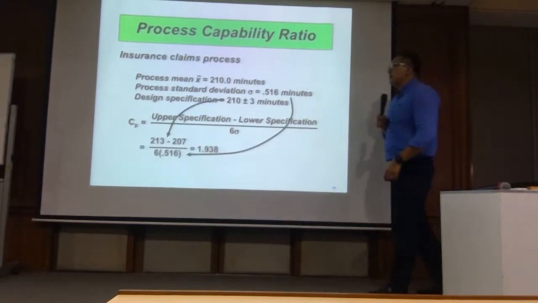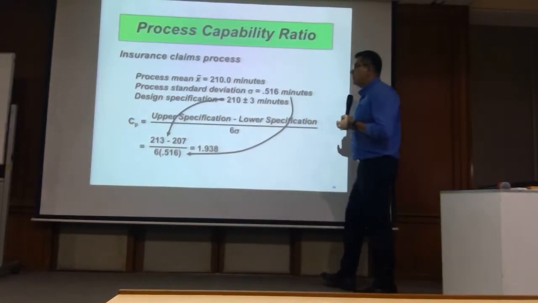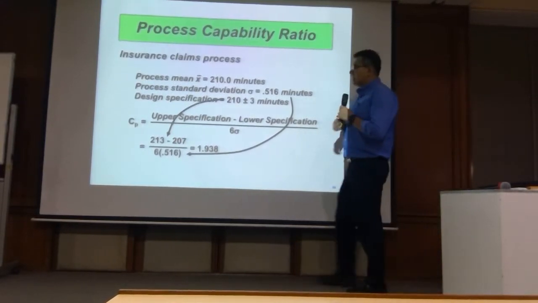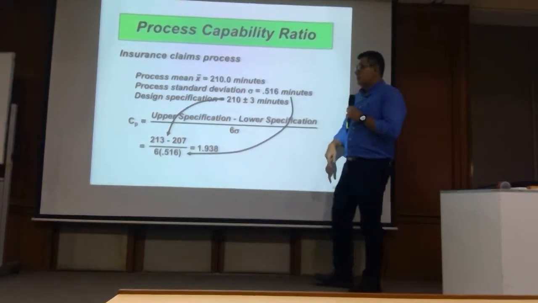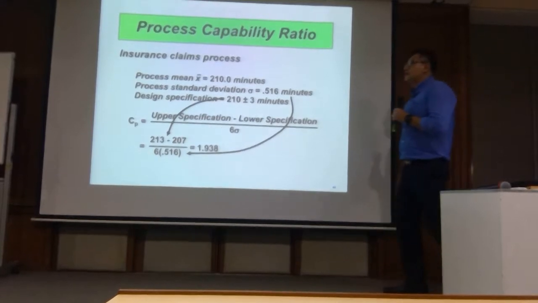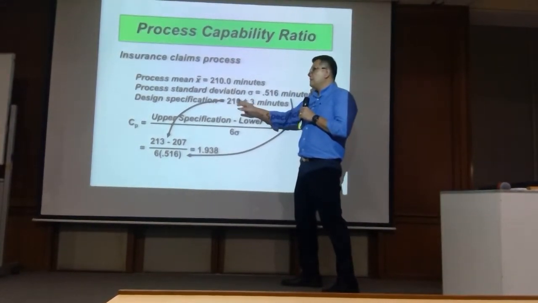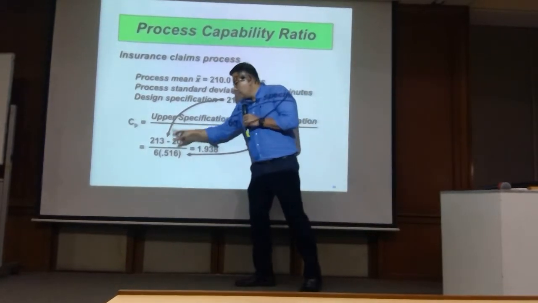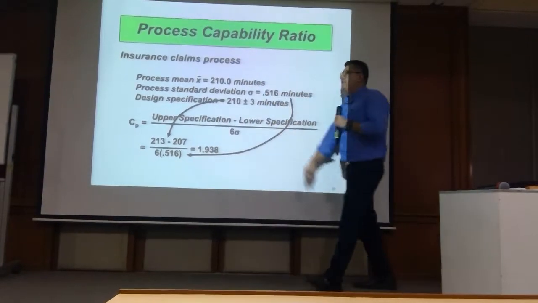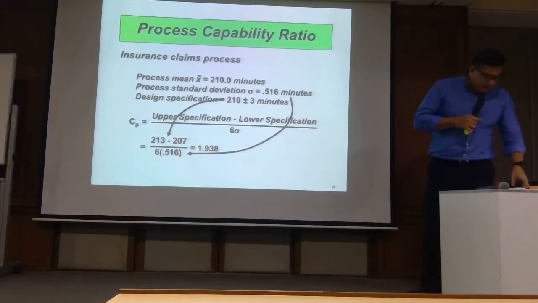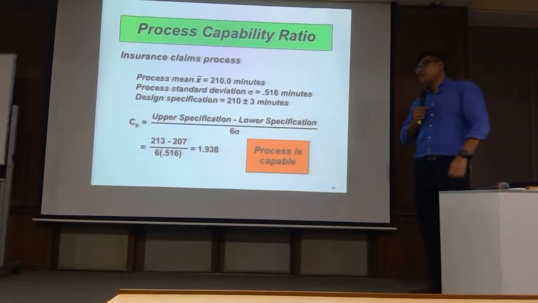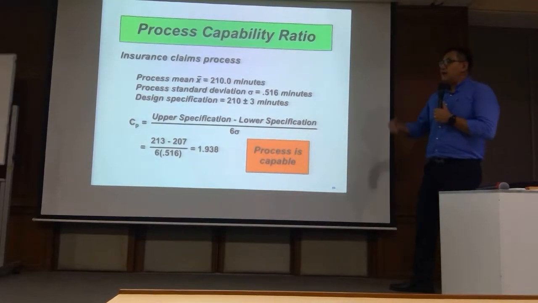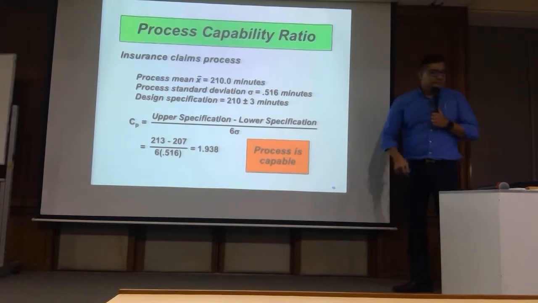Just like this example: you have a process mean of 210 minutes, and a process standard deviation, sigma, of about 0.516 minutes. The design specification is 210 plus or minus 3. Then you calculate Cp. In this case, upper spec is 213 and lower spec is 207, because they come from 210 plus and minus 3, divided by 6 standard deviations, so 6 multiplied by 0.516. You get 1.938, which is more than 1.33. So the process is capable of producing output within the design specification.